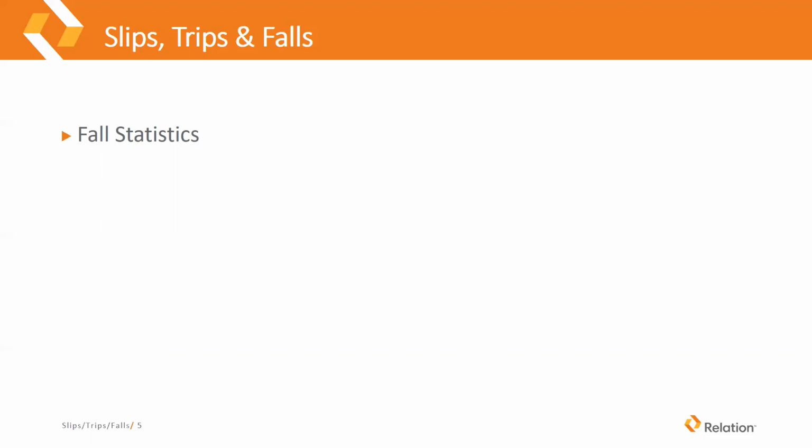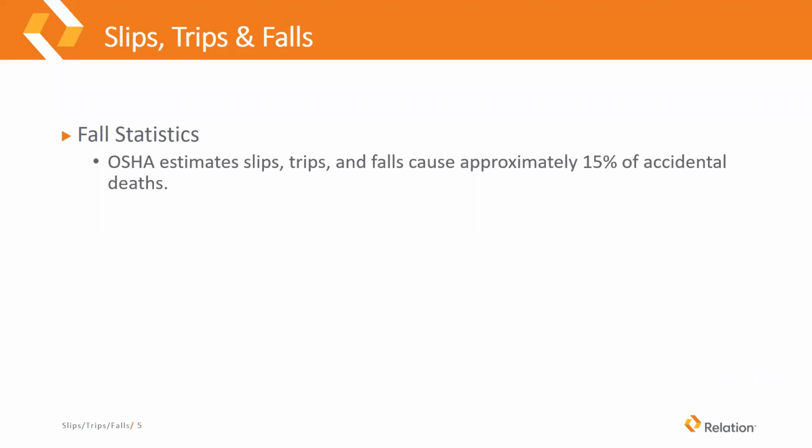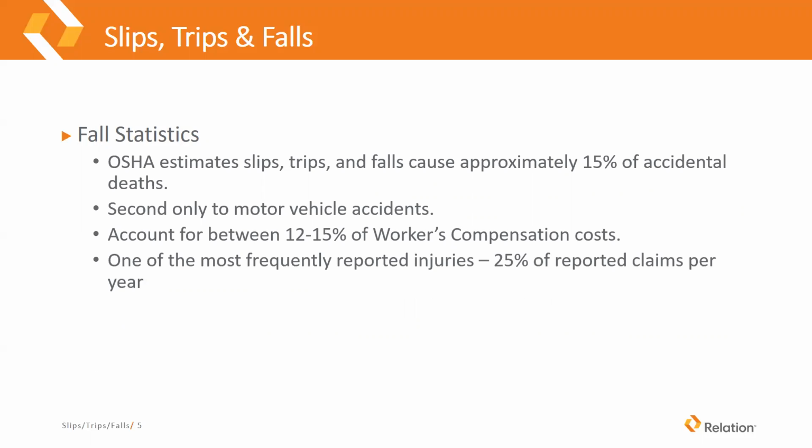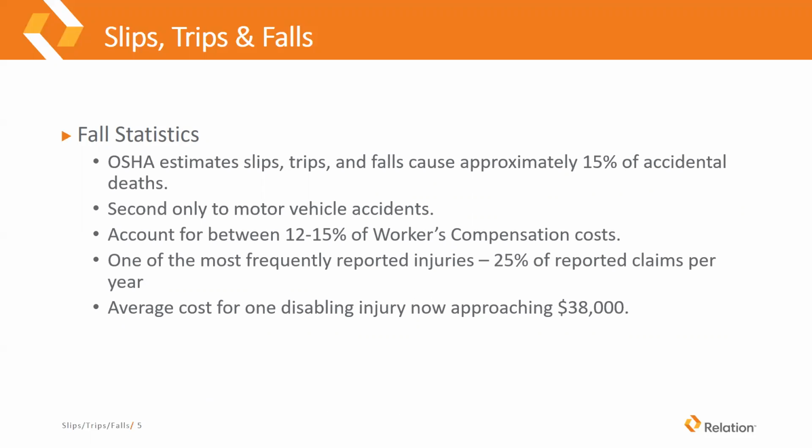All right, so some statistics for falls. OSHA estimates that slips, trips, and falls cause approximately 15% of accidental deaths. It's second only to motor vehicle accidents. They also account for between 12 to 15% of workers' compensation costs. And one of the most frequently reported injuries, about 25% of the reported claims per year, are from slips, trips, and falls. And the average cost for one disabling injury is now getting upwards around $38,000. And over 70% of all disabling occupational injuries result from falls.